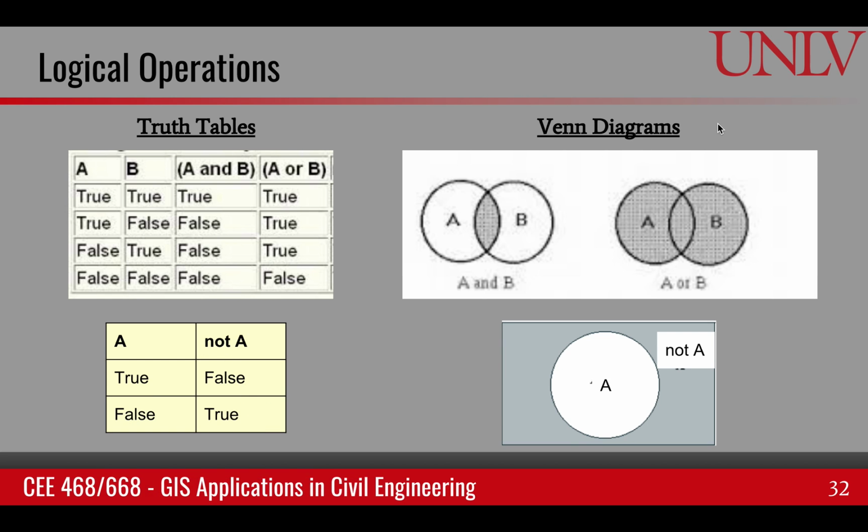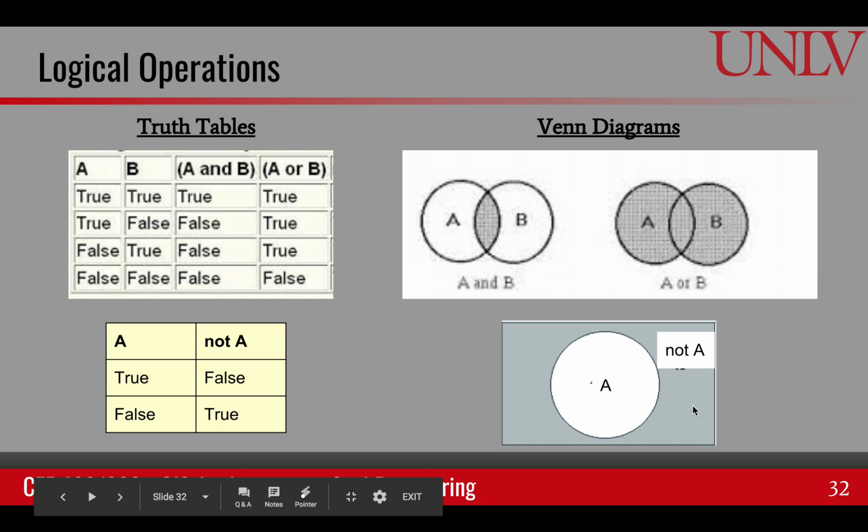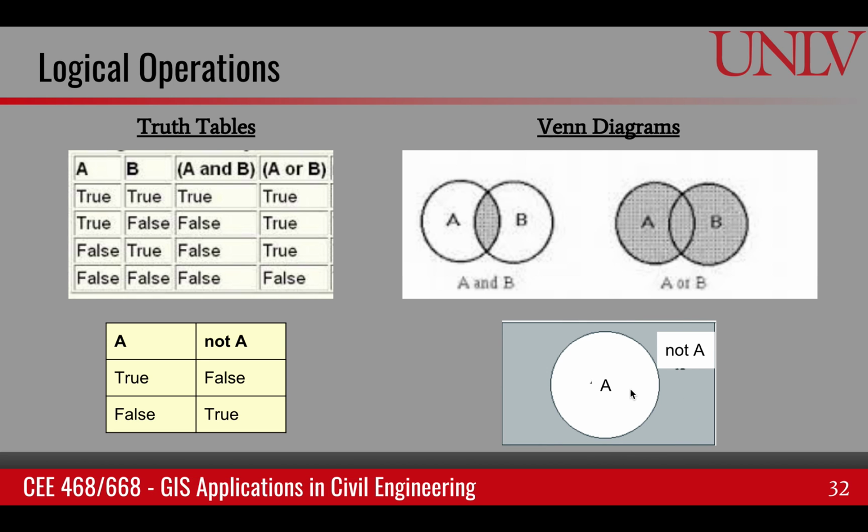This can be represented with Venn diagram, where if we are talking about A and B, then it's the common area between the two sets. And if we are talking about A or B, it's all of the area of the two sets. So A and B is like intersection, A or B is like union, and not A is like A complement. You're familiar from the set theory.